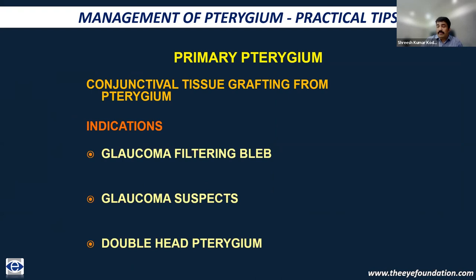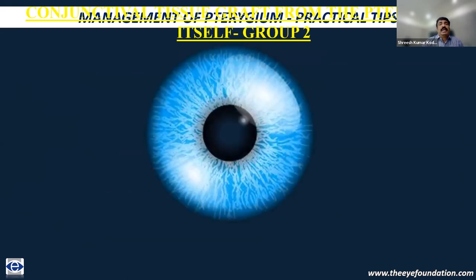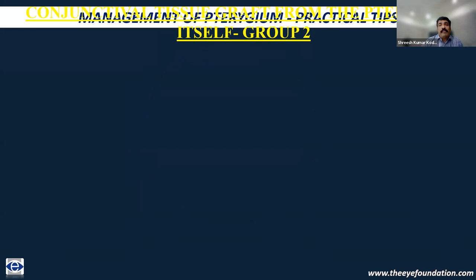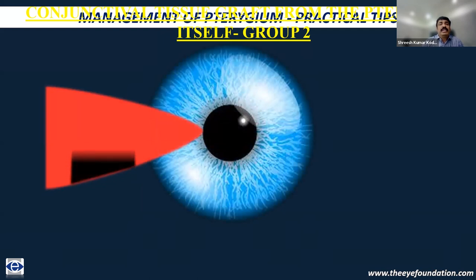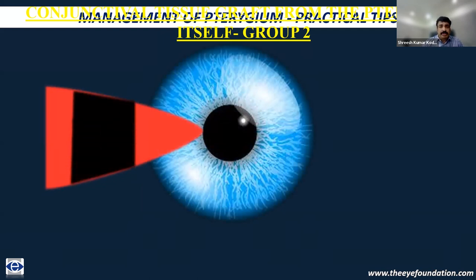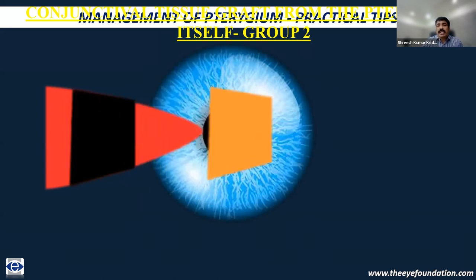So we already know that for pterygium surgery, the gold standard is conjunctival autotransplantation. However, there are occasions or conditions where superior bulbar conjunctiva may not be available, in cases like a glaucoma filtering bleb, a patient who is a glaucoma suspect, or a patient with a double head pterygium. In such cases, we can try what is called conjunctival tissue grafting from the pterygium cells. Here, we take a sheet of conjunctival epithelium from the pterygium tissue itself, and separate it and keep it aside.